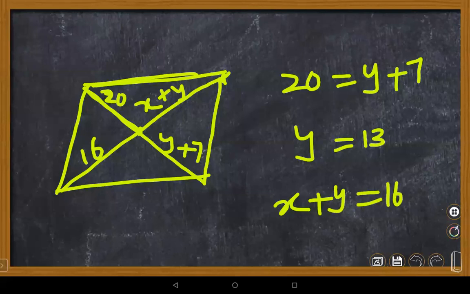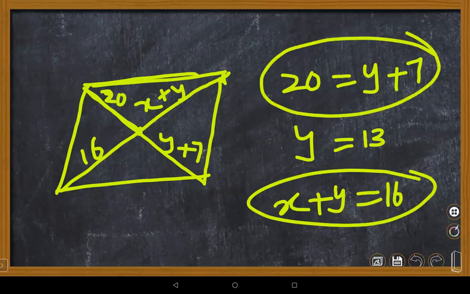Why, Bhavya, are you giving this rule? What is the property you are using to give that equation? Which property? Diagonals bisect each other. Very good. That property name you also need to tell.